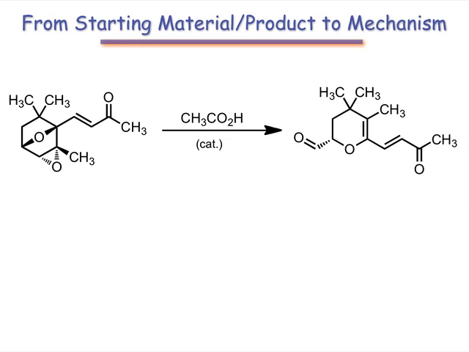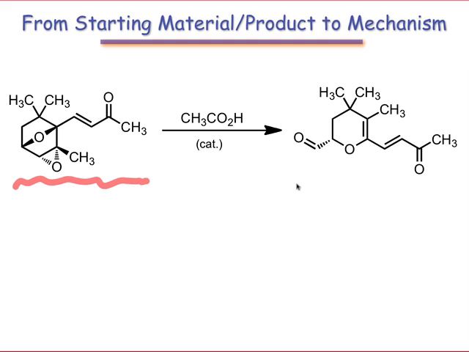To apply some useful mechanistic strategies, let's turn our attention to an example mechanism. Under acidic conditions, the cyclic epoxide starting material you see here rearranges to form a dihydropyran product.